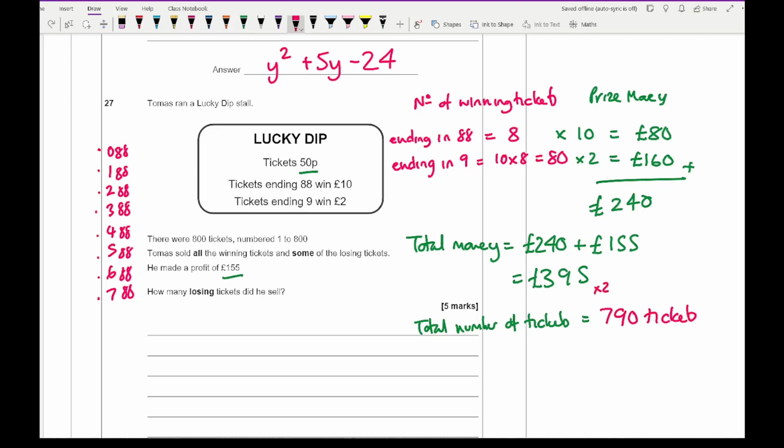And then from this, how many winning tickets are there? So the number of losing tickets is therefore going to be 790 minus the number of winning tickets, which were 88, which gives us a final answer of 702.